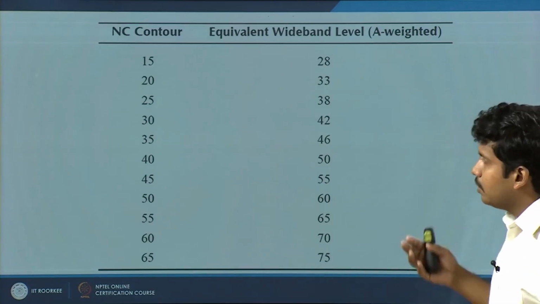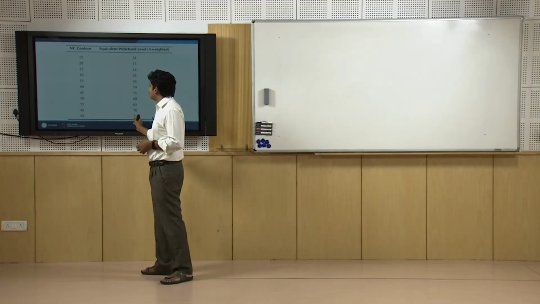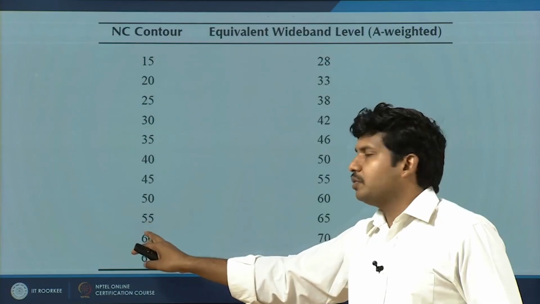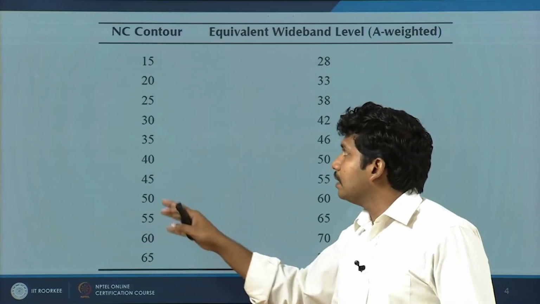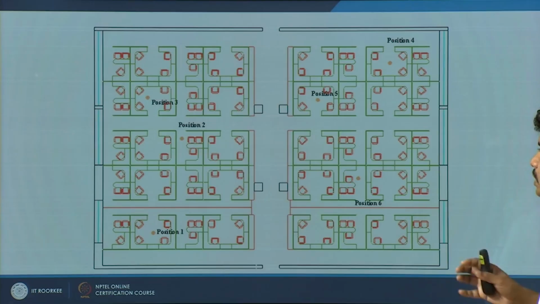They are also directly proportional. As this increases, this also increases, but still there is a considerable amount of difference. This was found to be more precise in representing the background noise levels in rooms. I am going to give you a specific example.